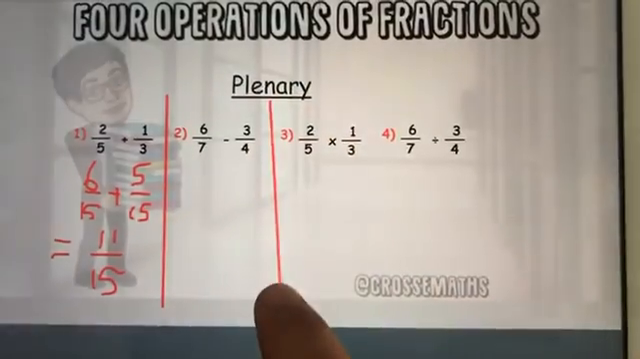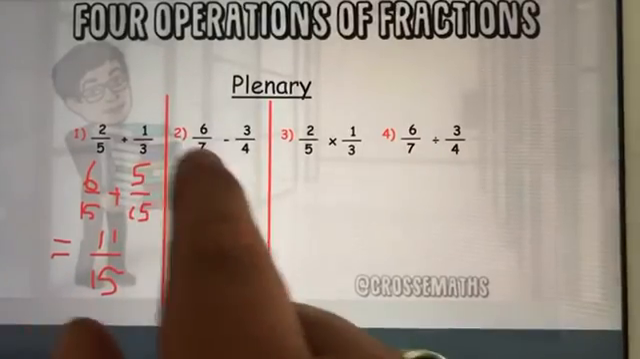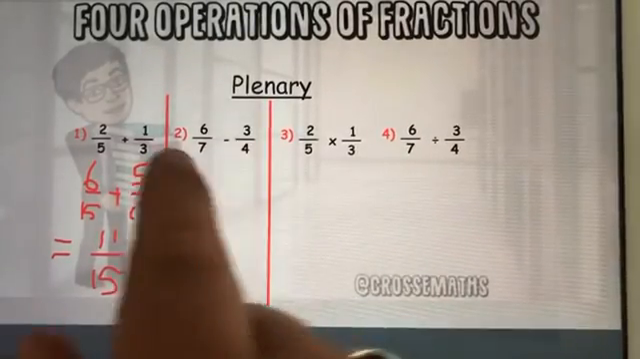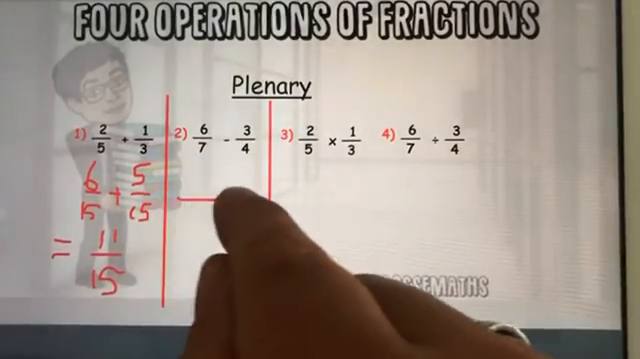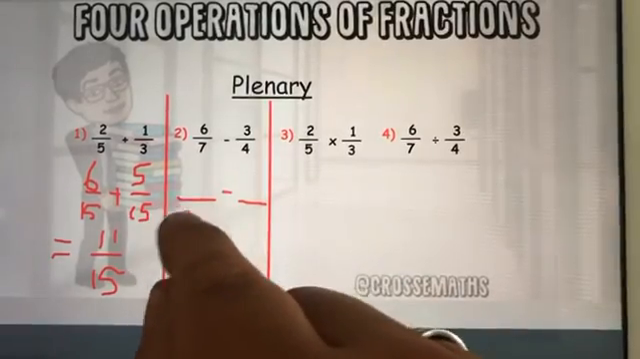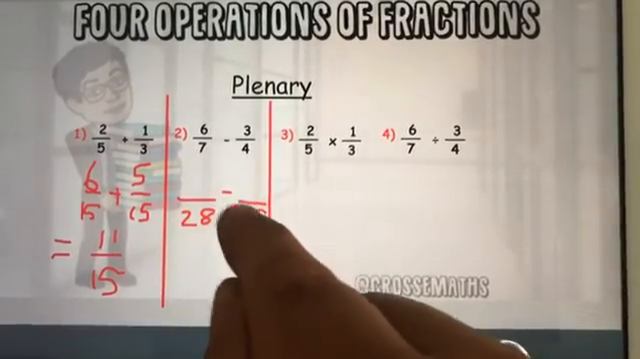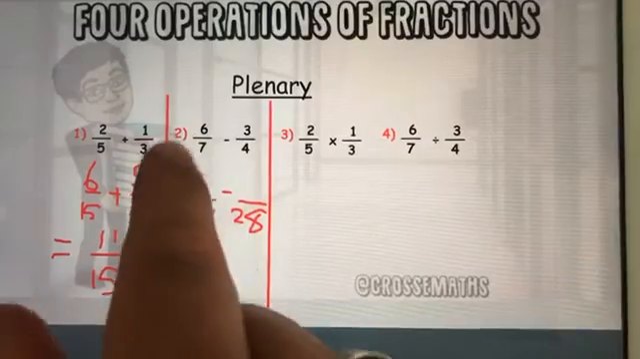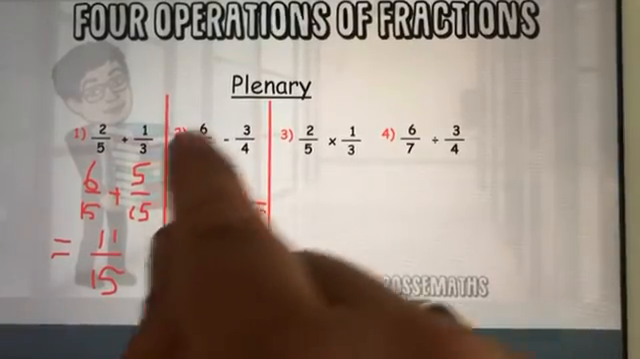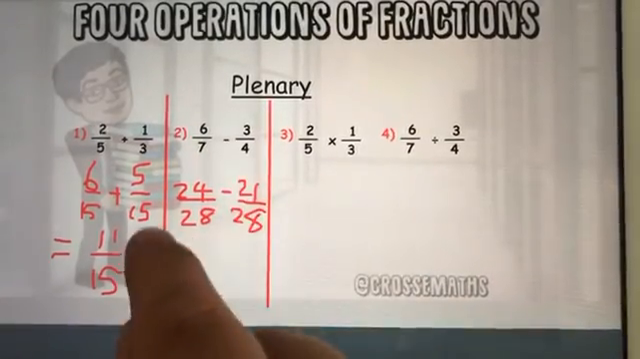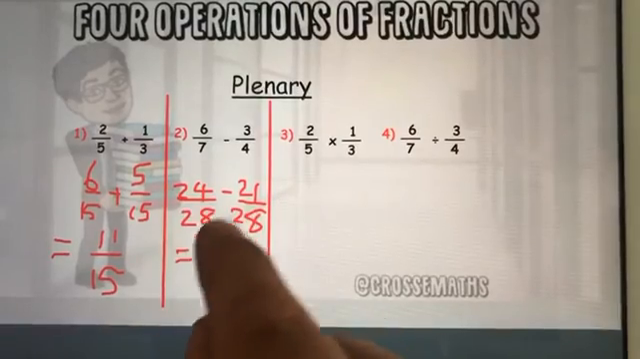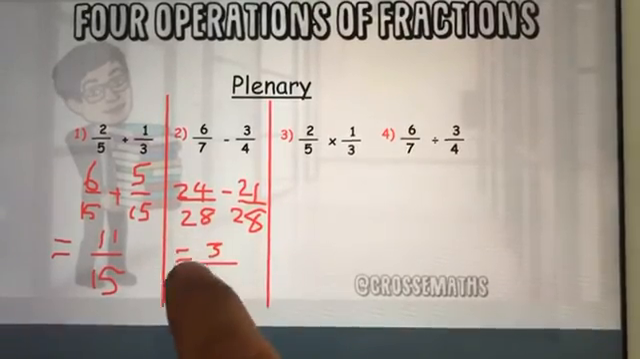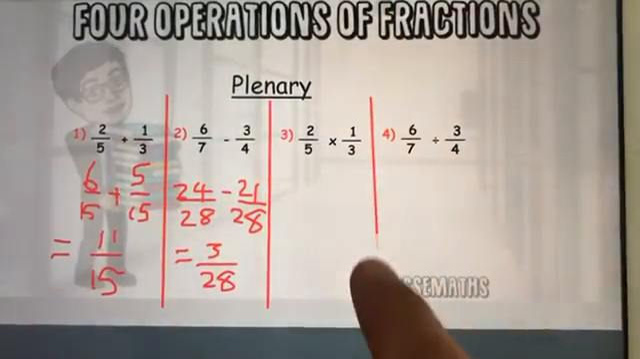Okay, on this next one now, 6 over 7, take away 3 over 4. Let's make the bottom numbers the same. 7 times 4 is 28. Okay, then I cross multiply. 6 times 4 is 24. 7 times 3 is 21. Take the tops away from each other. 24 take away 21 is 3 over 28. That can't be simplified, so I'm going to leave that as it is.